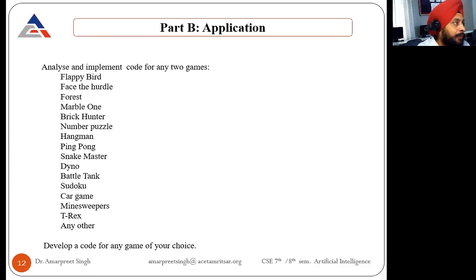You also have a choice not to do a game. If you want to make some other application of AI, for example on the basis of speech recognition or computer vision, these are the different application areas. You can make any other application that uses AI technology, and that is also allowed in Part B.